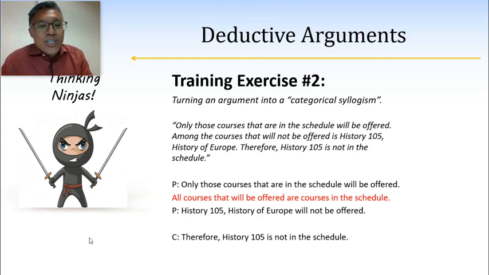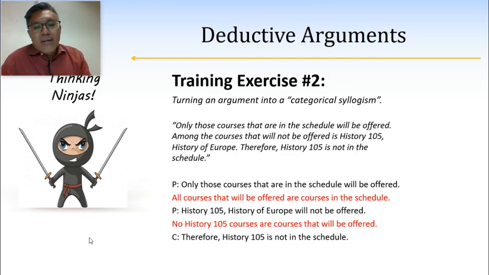Next premise, History 105, History of Europe, will not be offered. Okay, so hopefully you recognize that there's a not in there, so it's going to be an E claim. We're excluding something. Well, what group are we excluding? Well, we're excluding History 105 courses. We're saying, if you want, you could say, no History 105 courses are courses that will be offered.